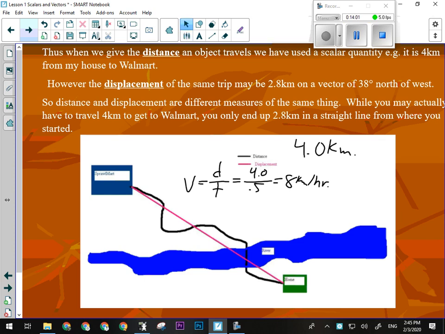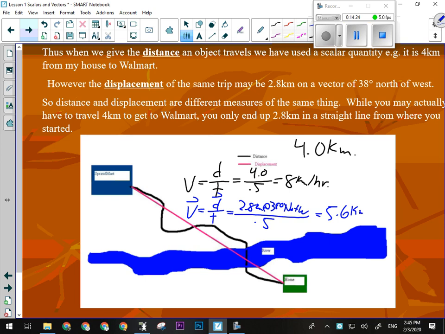Okay, here's why. Velocity is my displacement divided by time. My displacement is 2.8 kilometers at 38 degrees north of west. That trip still took me half an hour to walk to Walmart. So when I divide 2.8 by 0.5, I get 5.6 kilometers per hour at 38 degrees north of west. The direction for my velocity is always going to be the same direction as my displacement. They are the same path, after all.